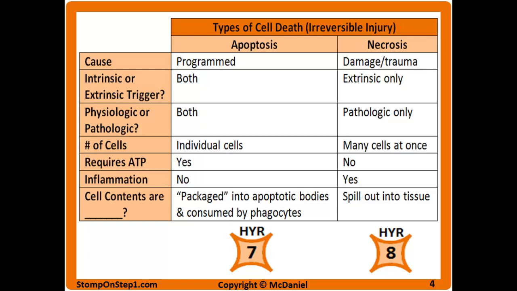During apoptosis, the cell components are packaged into apoptotic bodies and consumed by phagocytes. While in necrosis, the cellular contents spill out, the cell kind of explodes, and you end up with cellular components leaking out everywhere.